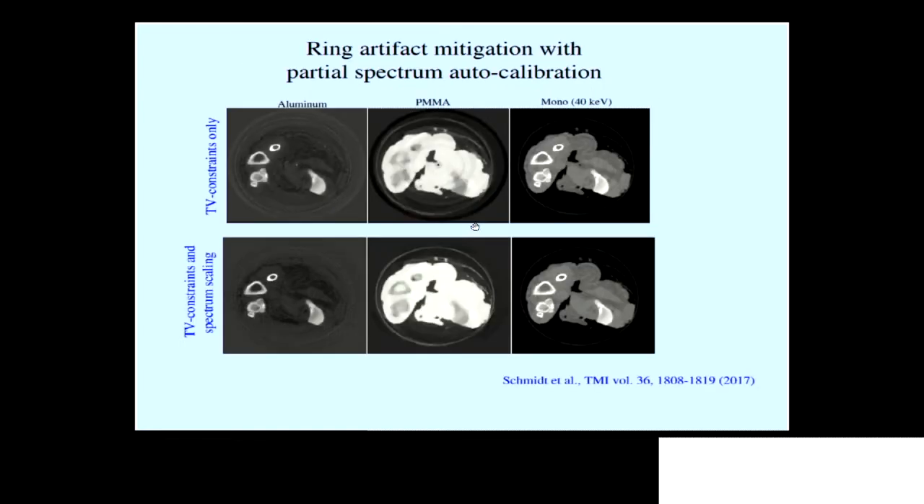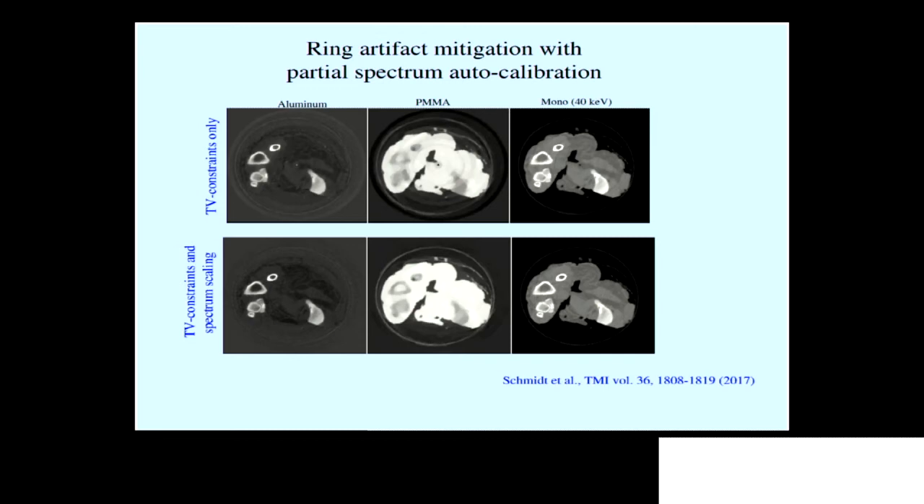Here's an example of us using this method on a two-material decomposition. This is a chicken wing, and we've decomposed it into an aluminum map and a PMMA map. And here's a combination of those two materials into a monoenergetic map. This is if we only use a total variation constraint.